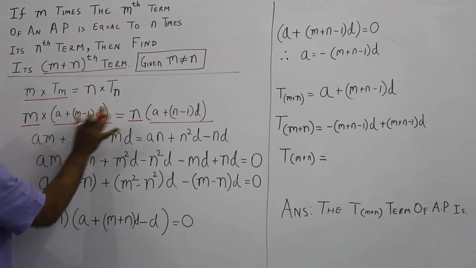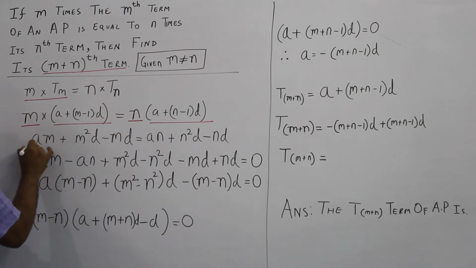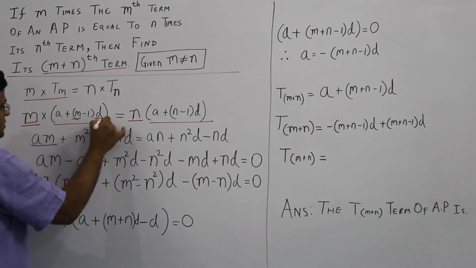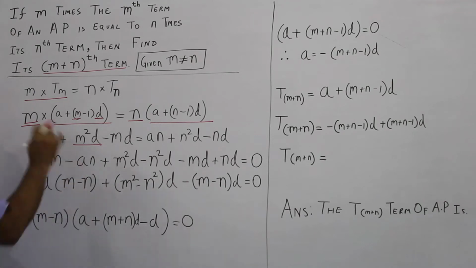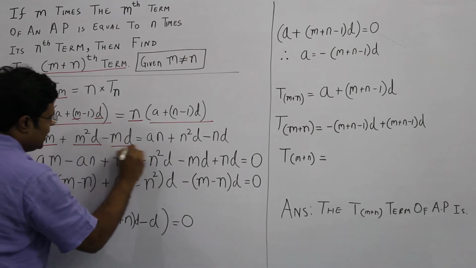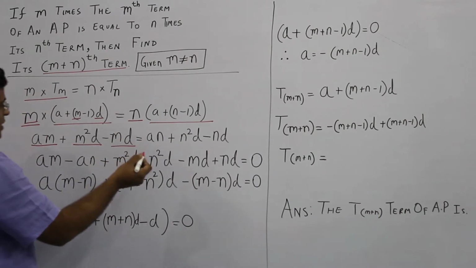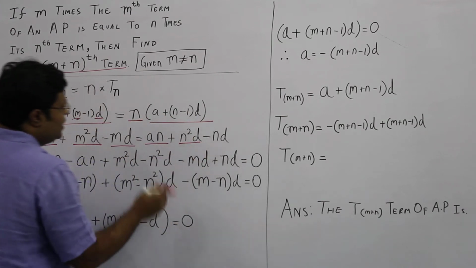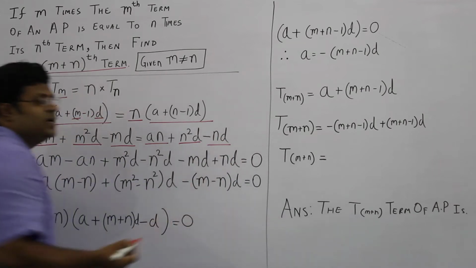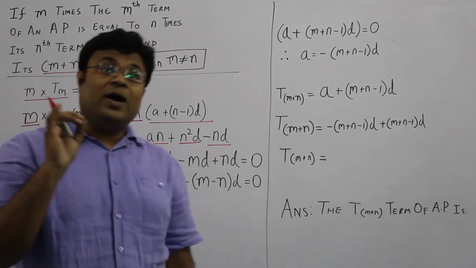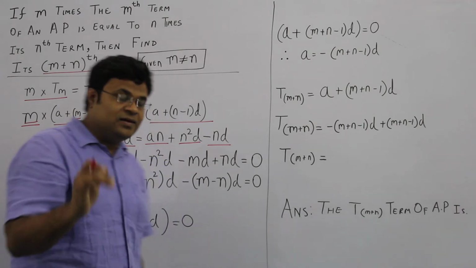Now the rest is calculation. M times a, am; m times m times d, m square d; m times minus 1 times d is minus md. Same over here: n times a, an; n into n into d, n square d; n into d into minus 1, minus nd. Right? Now we just bring everything onto the same side, and always remember to arrange the same terms together.